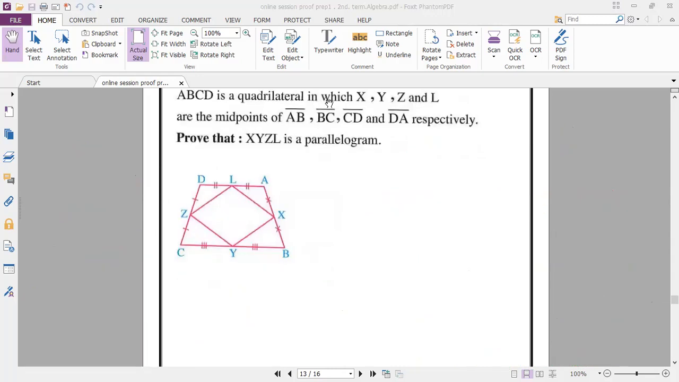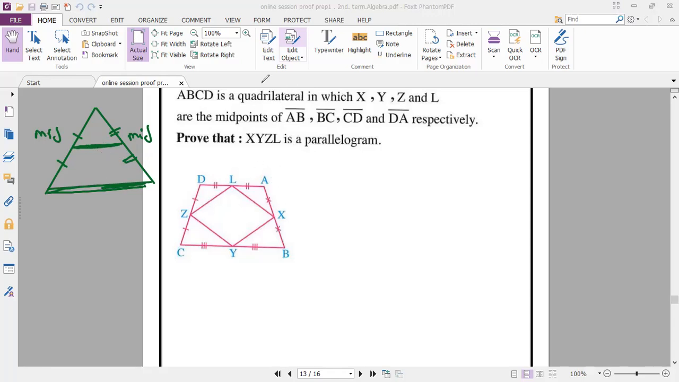ABCD is a quadrilateral in which X, Y, Z, and L are the midpoints of AB, BC, CD, and DA respectively. Prove that XYZL is a parallelogram. What we have studied in this area is that if we have a triangle and a line segment joining two midpoints of two sides of a triangle, then this side is parallel to the opposite side of this triangle, and equals half of it.